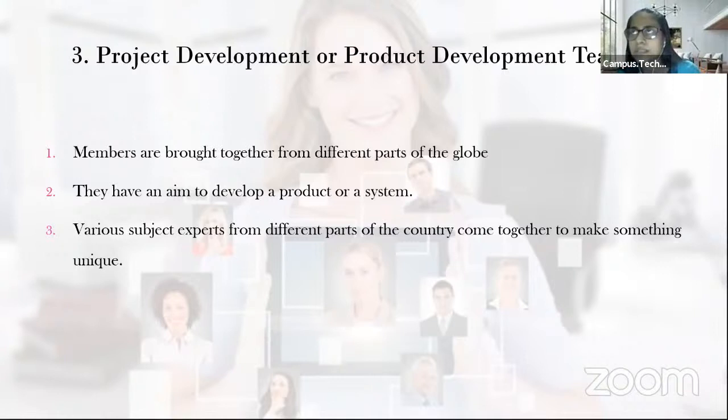They keep on hiring, they keep on searching for the best talent. And whenever they find the best talent, they bring them together. So here, people from any part of the globe can be appointed to work as a team for the development of the product or the project. They have an aim to develop a product or a system. The main aim is to develop a product or system, and various subject experts from different parts of the country come together to make something unique.